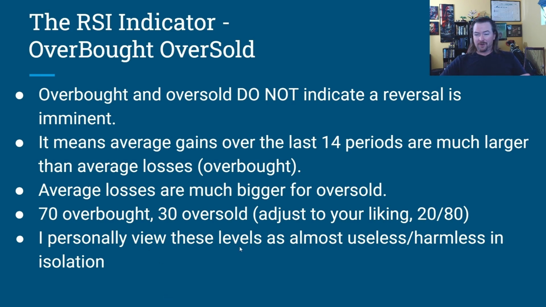I personally view these as almost useless in isolation. Just because the RSI got to 70 does not mean we're going higher or lower or anything. It just means average gains are bigger than average losses over the last whatever period you're using. But there are other ways we can use it, so we'll discuss those. But let's just look at overbought, oversold.